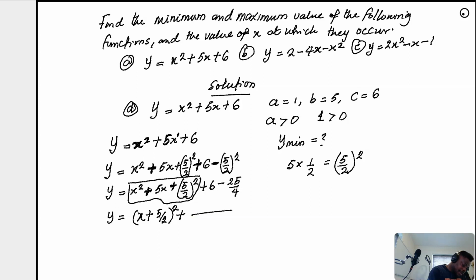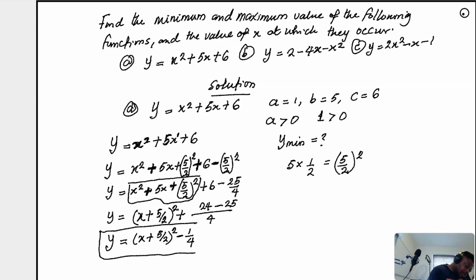What is the LCM here? This is 4. That is 24 minus 25. Okay? So this is y is equal to x plus 5 over 2 squared. So this is minus 1 over 4. Now, this is the format we are looking for.